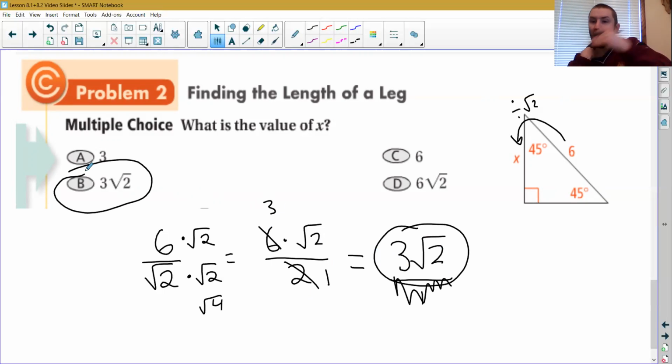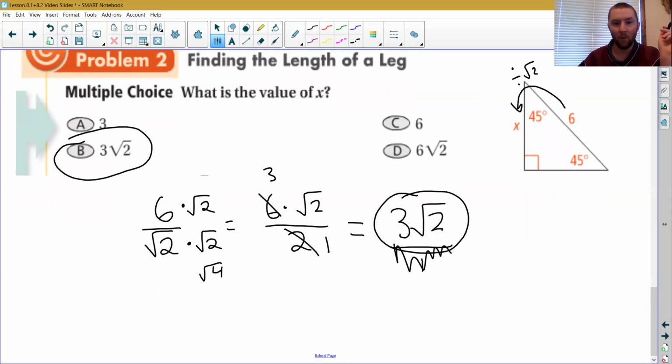Okay, so when we go backwards and find the length of a leg in a 45, 45, 90 triangle, we have to divide by radical 2, and that usually means rationalizing the denominator, by multiplying top and bottom by that radical 2 again and seeing what we get.